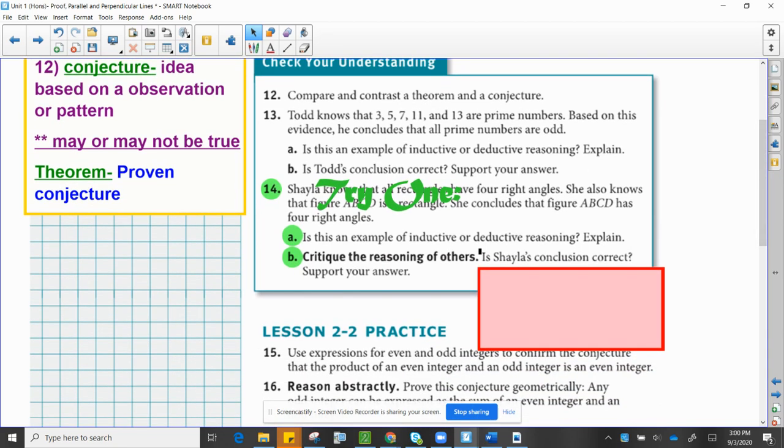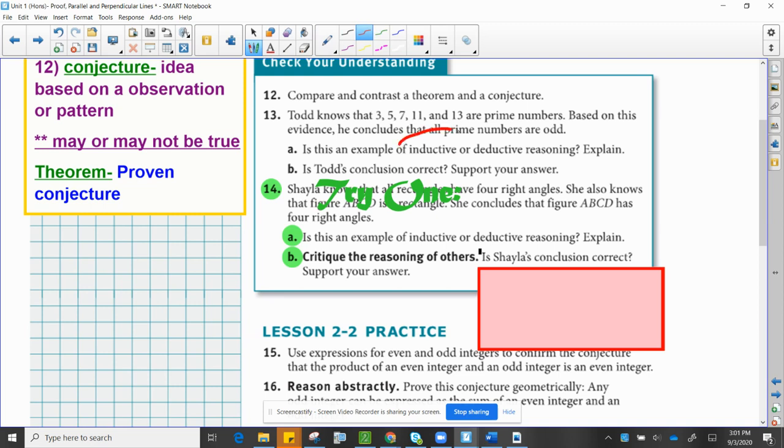Question 13 says, Todd knows that 3, 5, 7, 11, and 13 are prime numbers. Now, what's a prime number? If you remember, a prime number just means its factors are 1 and itself. There are no other factors to the number. So based on this evidence, he concludes that all prime numbers are odd. So this is his conjecture. Do you think he's using inductive or deductive reasoning here?